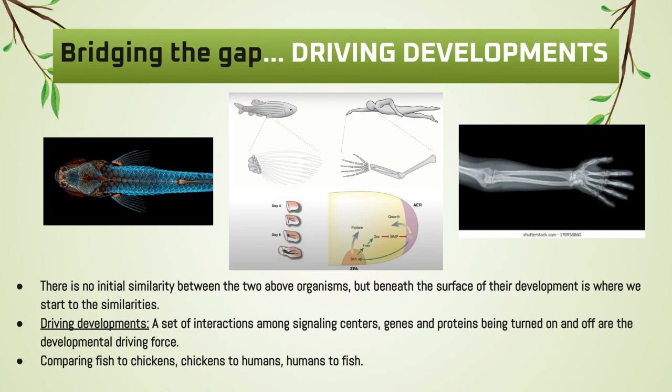It kind of just shows that the way organisms develop across the board is so similar, and it really only takes either specific signaling centers, genes, or proteins to be turned on and turned off to determine whether or not you'll have fins or an arm or a chicken leg or something completely random. It's just so crazy how something so small can determine something so big.